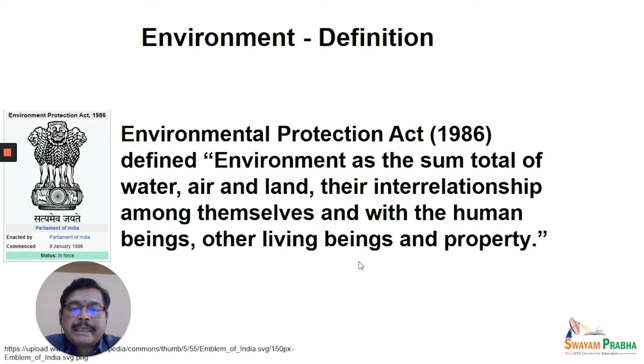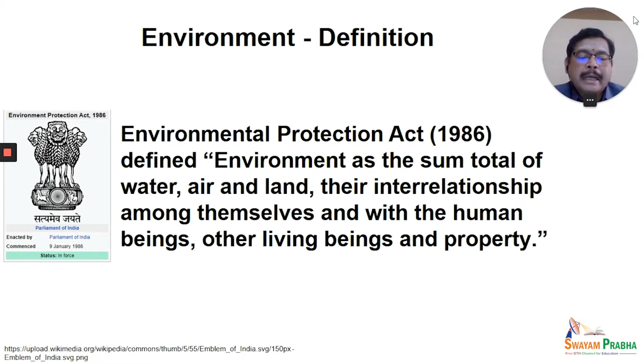Continuing to understand the definition of the environment given by the Environmental Protection Act of the Government of India, it says the environment is the total of air, water, land, and their interrelationship with human beings and other lives. That is what is given. So how do we infer from this statement? Well, we know about rain formation. Let us take an example of the rainwater cycle.